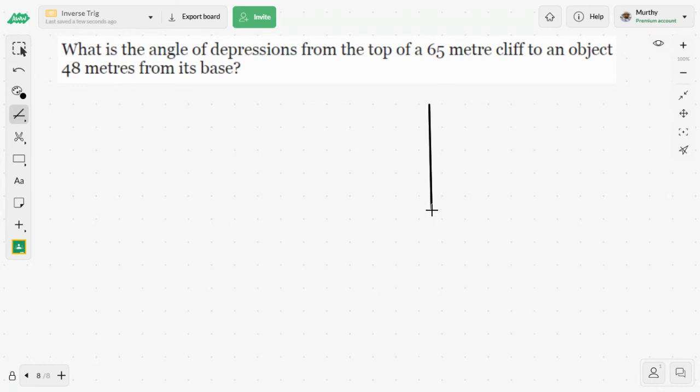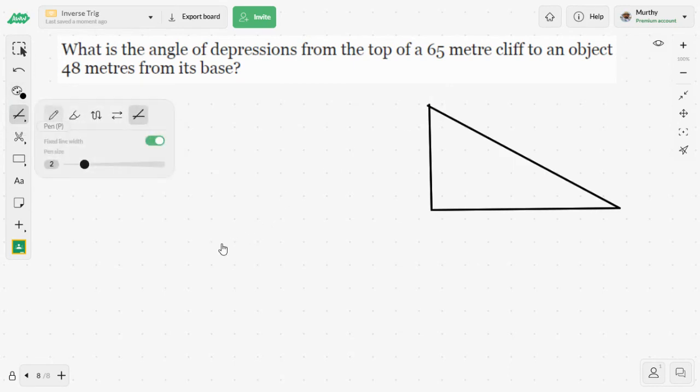So I'm drawing a cliff and an object from its base. Okay. I always try to visualize this way. Let me assume that I'm standing here, and what is the angle of depression?